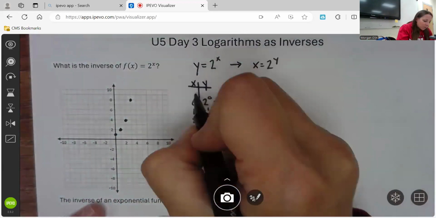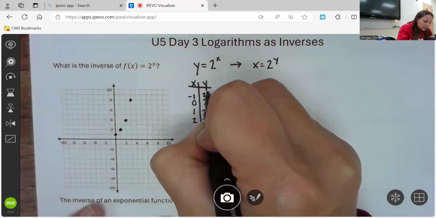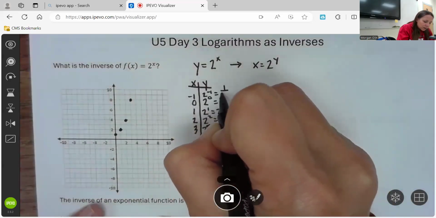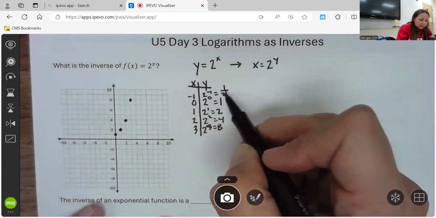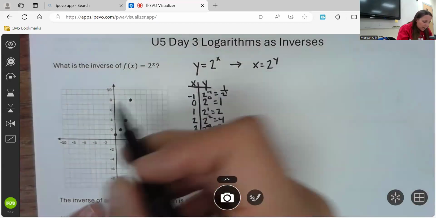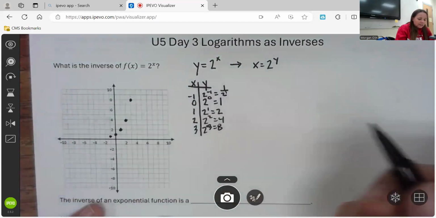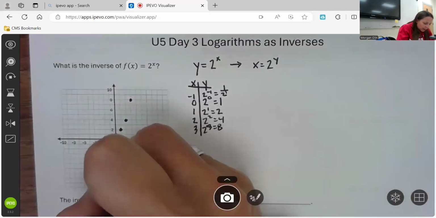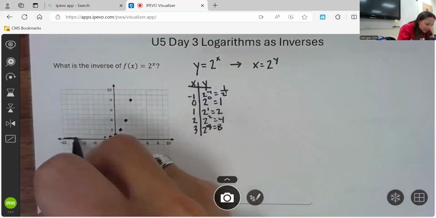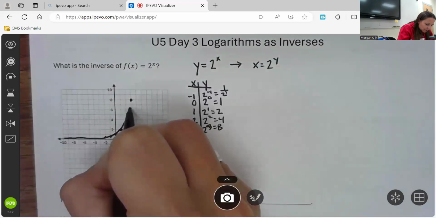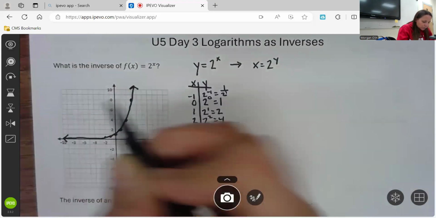But I can go backwards. If I do negative 1, 2 to the negative 1, remember, negative is when it goes down low. So that's 1/2. And if I keep going, it'll go like this, and it looks like an exponential like that. So there's our exponential.